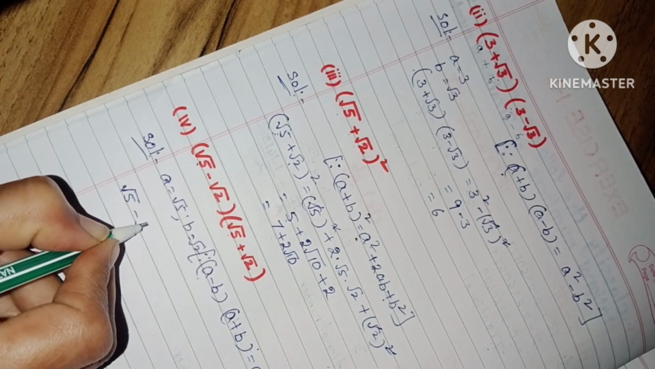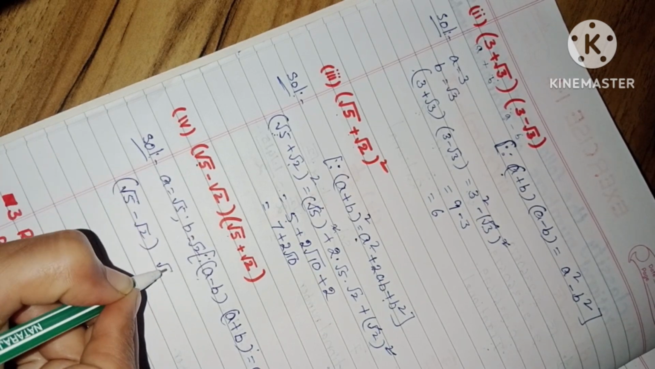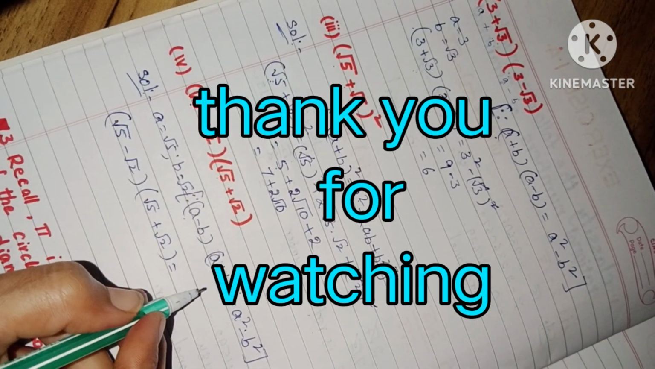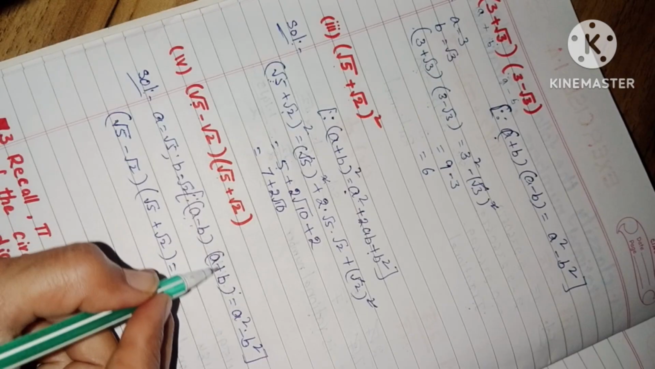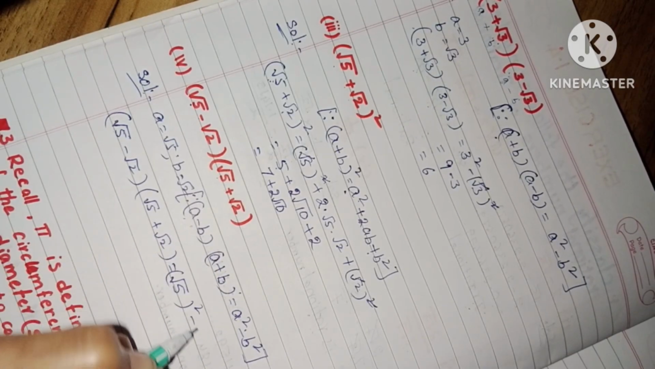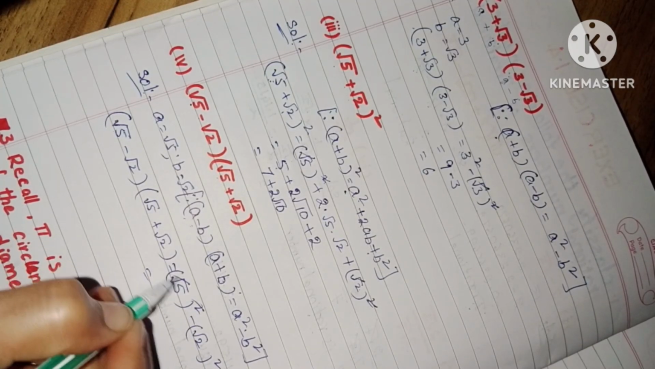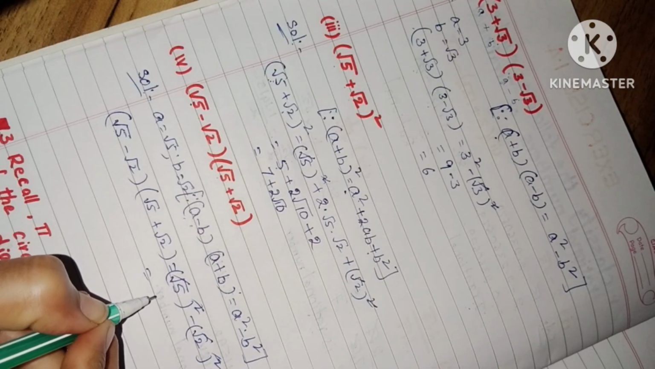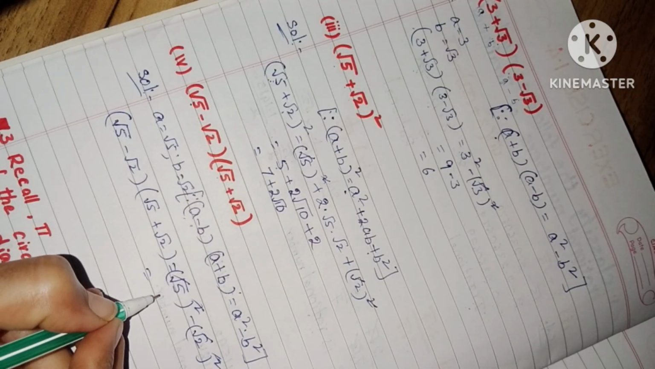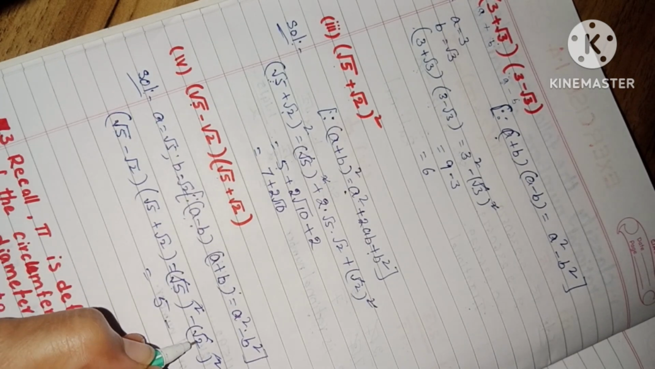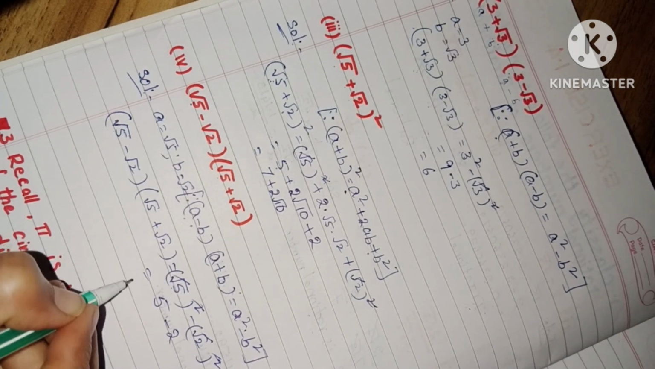is equal to, here a minus b into a plus b is a square minus b square, which is root 5 whole square minus root 2 whole square. Square and root is cancelled. So, which is root 5 whole square can be written as 5 minus root 2 whole square can be written as 2, which is 3.